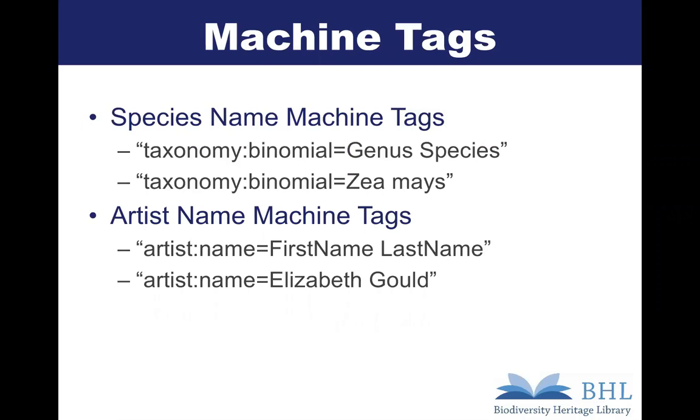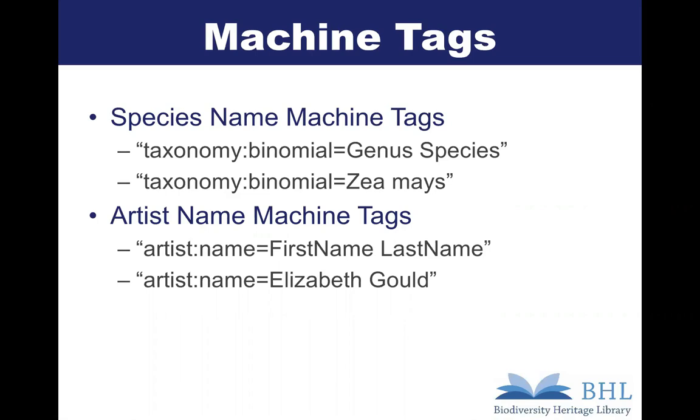Well, machine tags are tags that are specially formatted to be able to be read by computers. Due to the formatting, a computer knows that the content included in that tag is a species name or it is an artist name. These tags significantly improve the discoverability of our images. So this slide shows the formatting for these two types of tags.